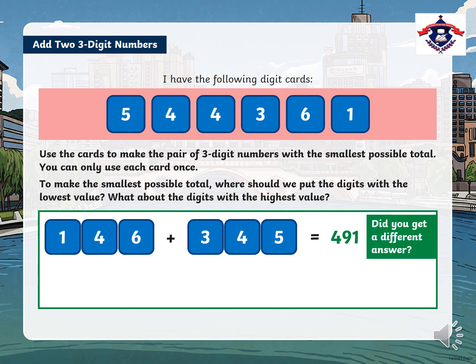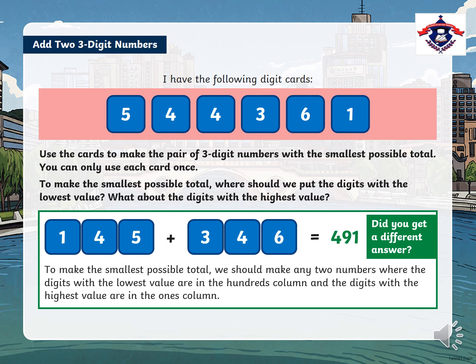Did you get a different answer? Show me what the answer is. It can be this as well. You can add 145 plus 346 as well. So to make the smallest possible total, we should make any two numbers where the digits with the lowest value are in the hundreds column and the digits with the highest value are in the ones column.